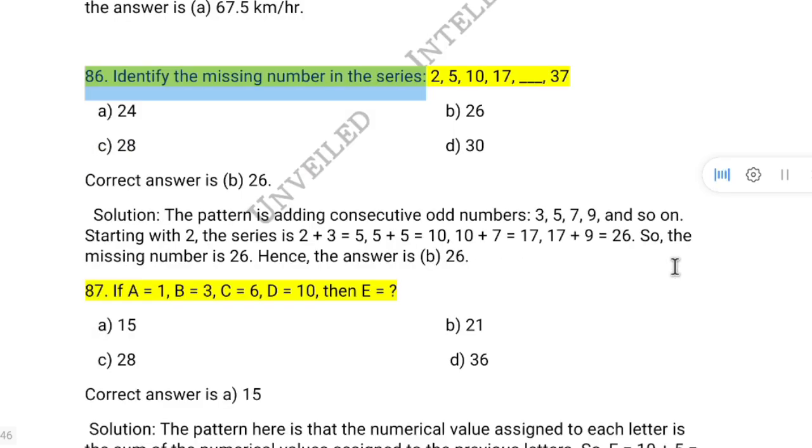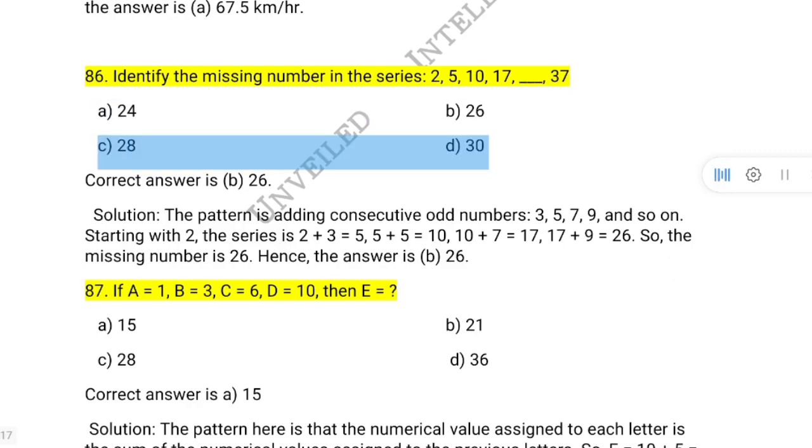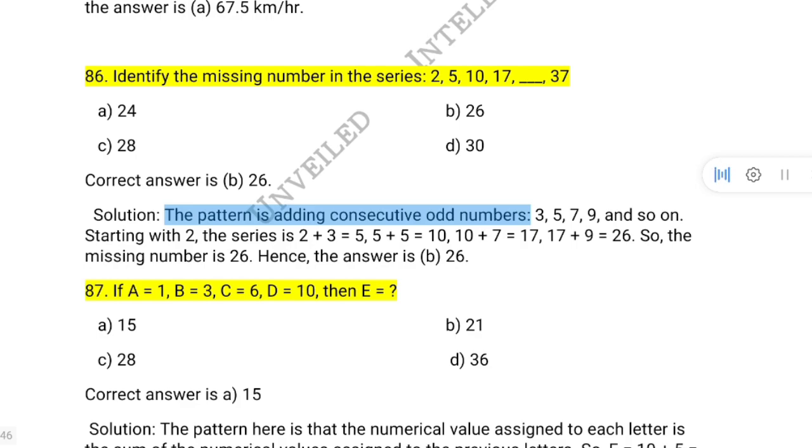86. Identify the missing number in the series. 2, 5, 10, 17, blank, 37. A. 24. B. 26. C. 28. D. 30. Correct answer is B. 26. Solution. The pattern is adding consecutive odd numbers.